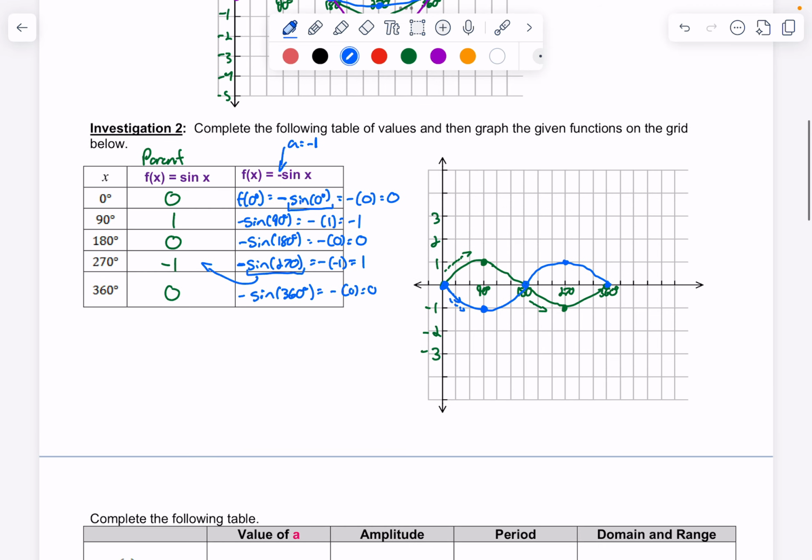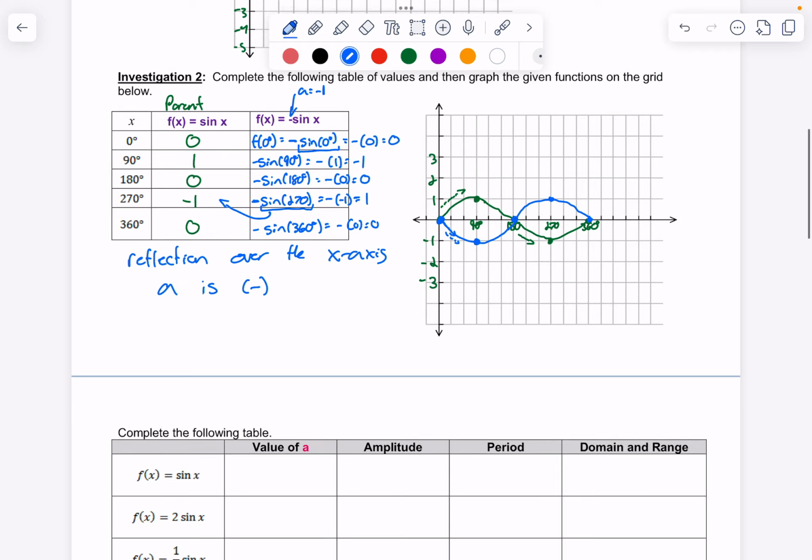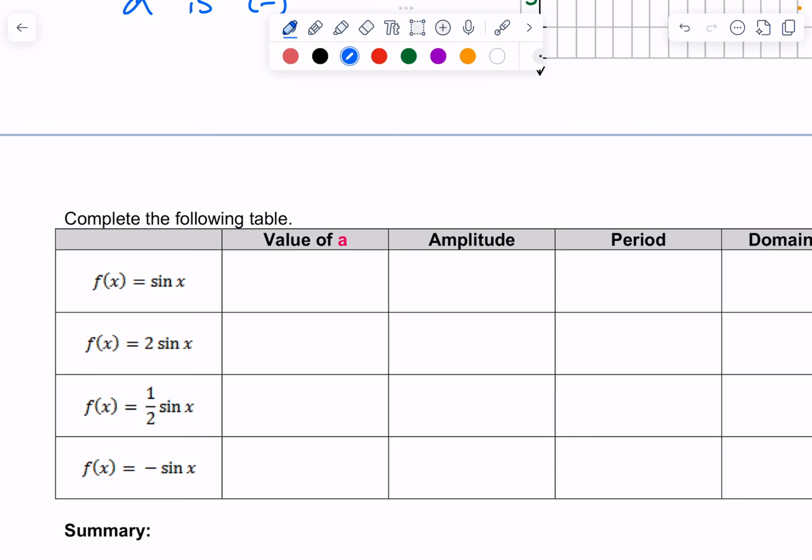So it has a reflection. So when A, if this is a reflection over the x, that's because A is negative. The value of A here in this case is what you're looking at in the beginning of the function. So this is 1. This one is 2. This one is 1/2. This one is -1, right?